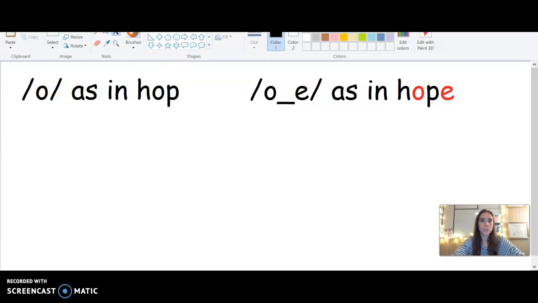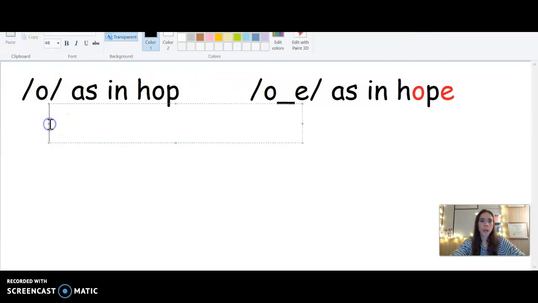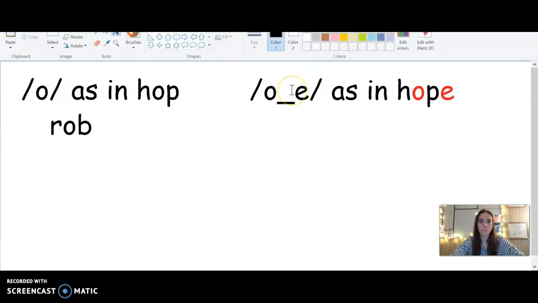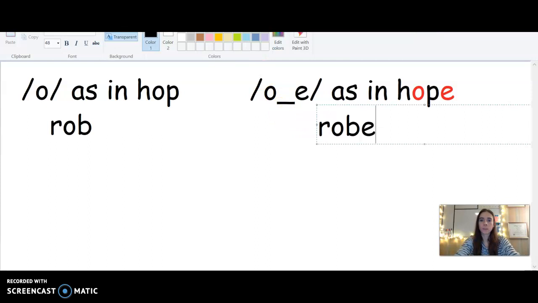Okay. So the first word is rob. Tap it out. R, o, b. Rob. Is it the short o or the long o? Good. Rob has the short o sound, so it will go here. Beautiful. Okay. Next word, robe. Robe. Do you hear the short o or the long o in robe? Good job. I hear robe over here.